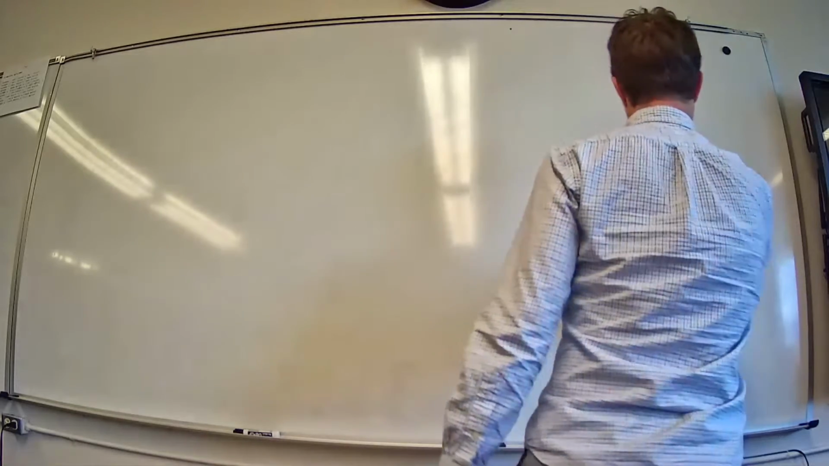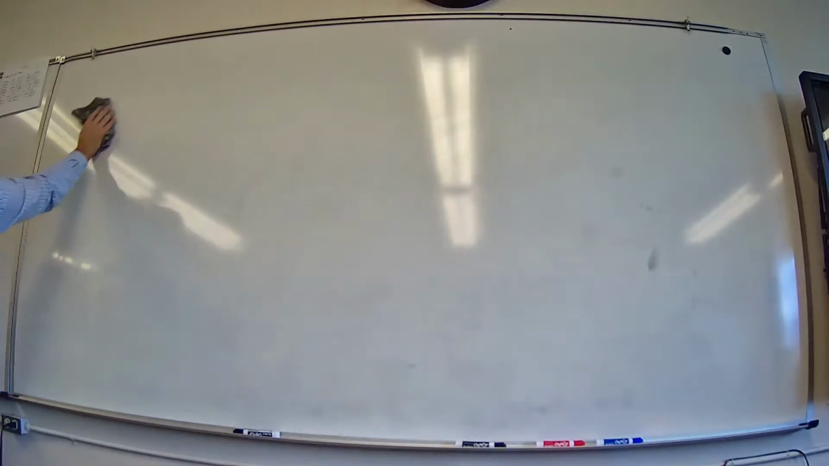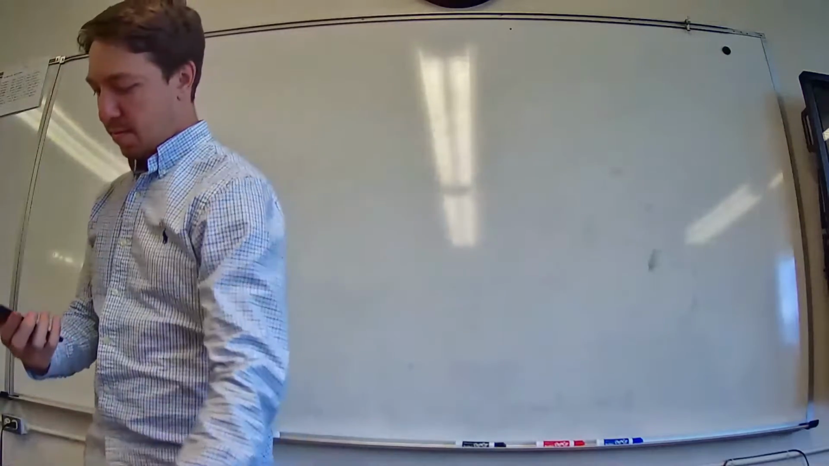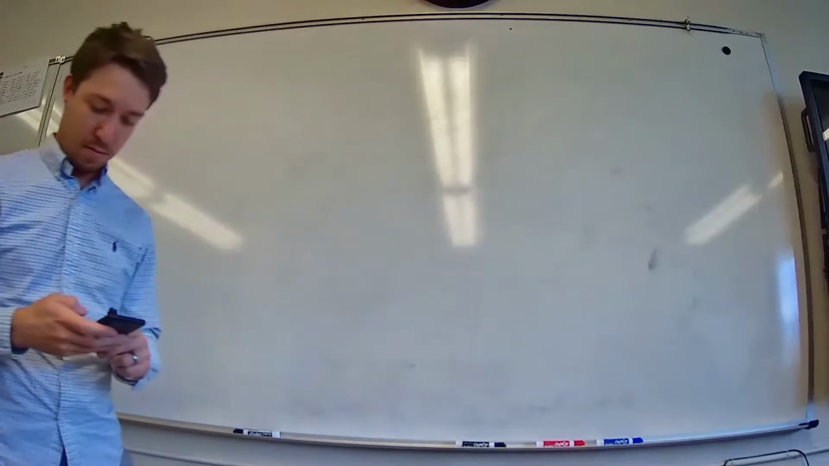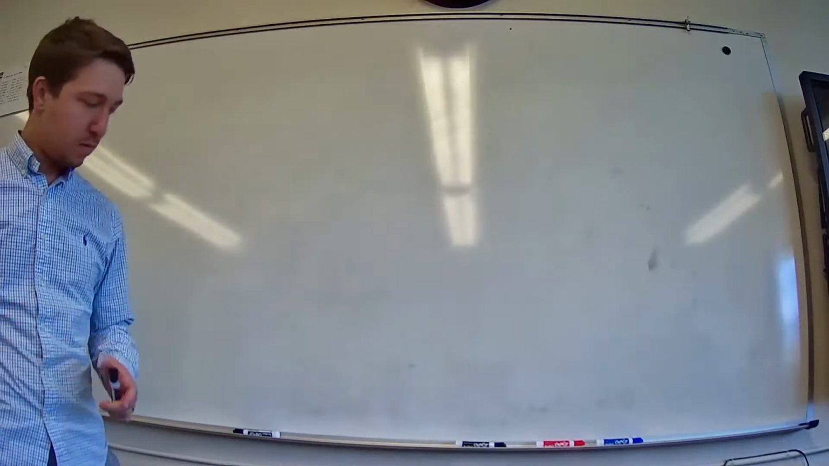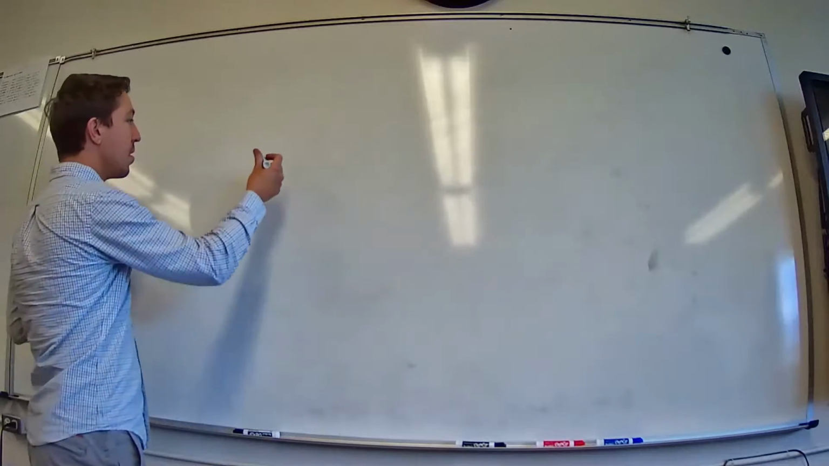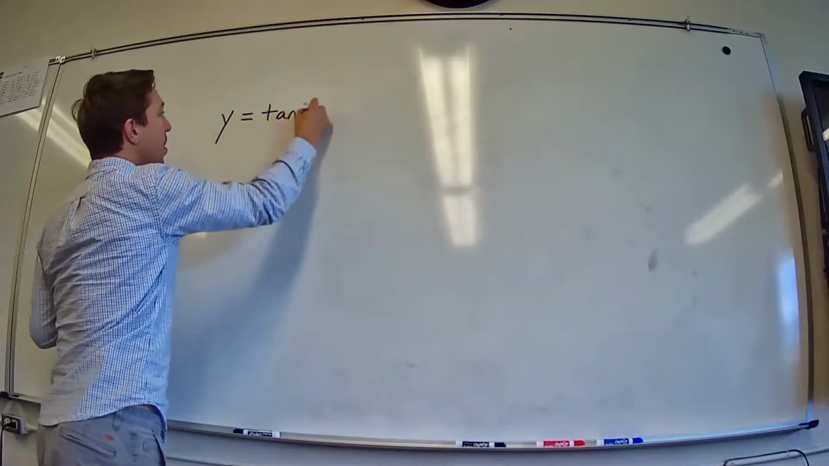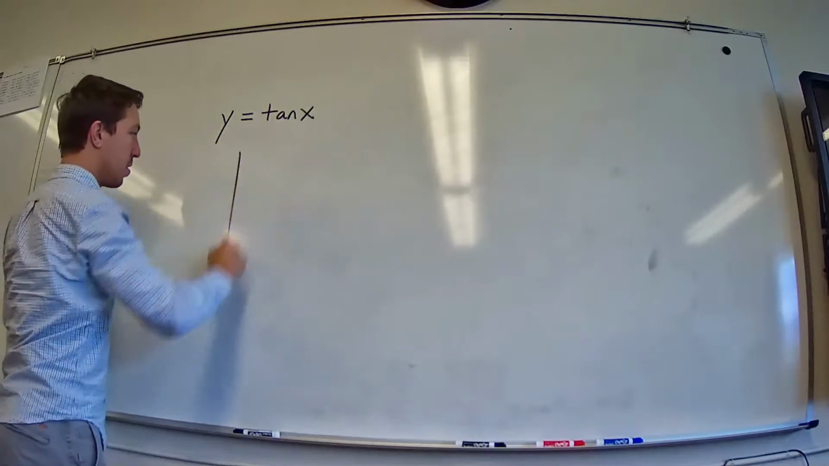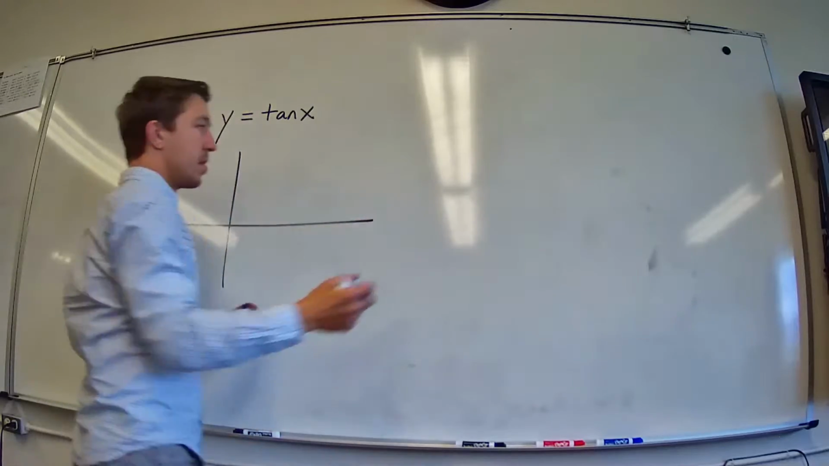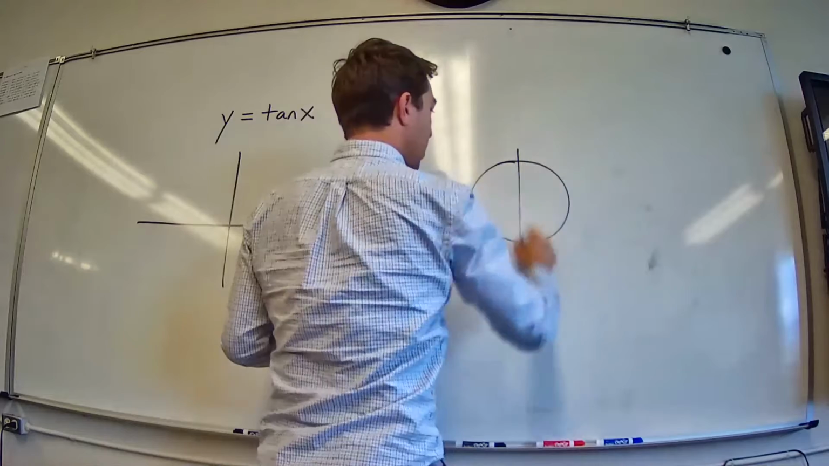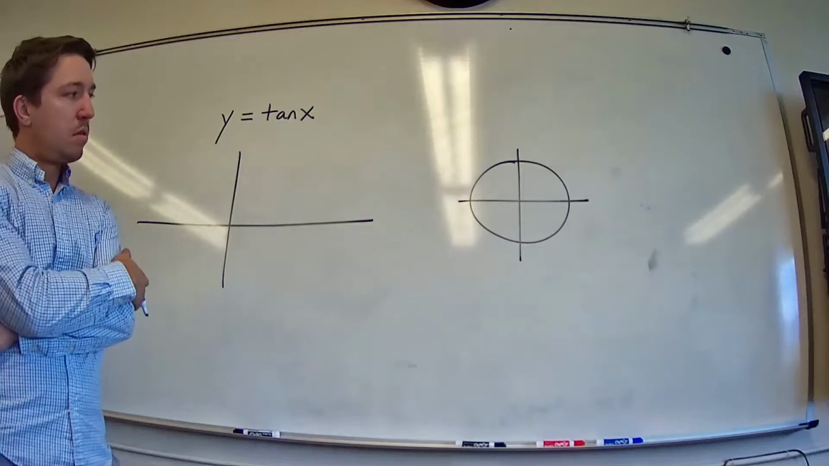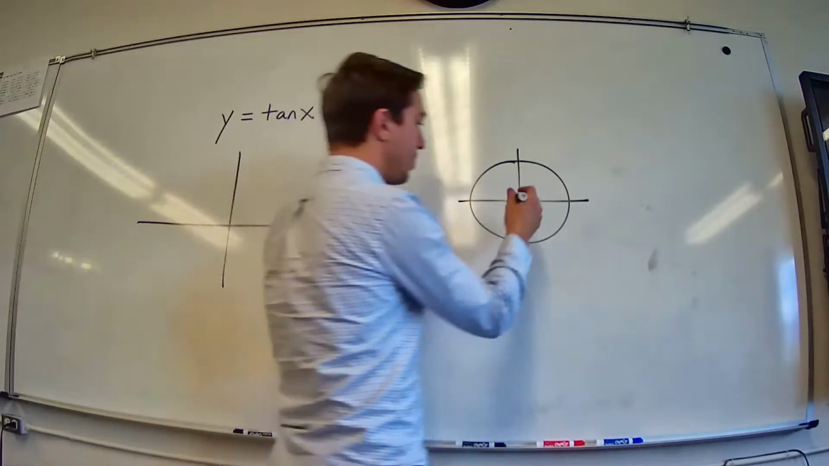It's tangent time. Okay, this graph's going to be a little weird. So, as always, back to the unit circle. And we're going to go starting from the same position.